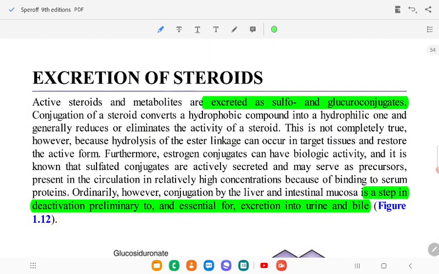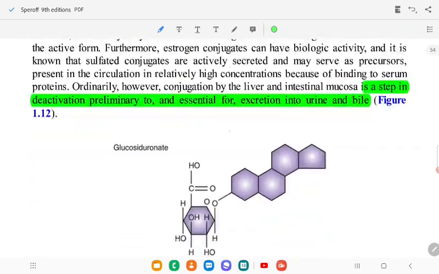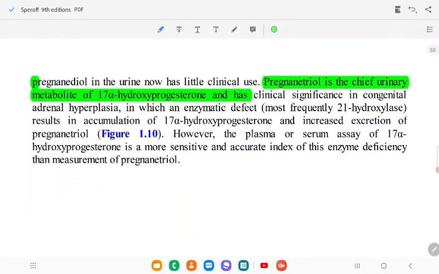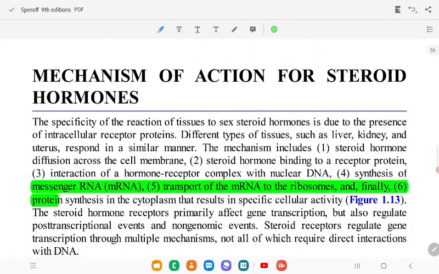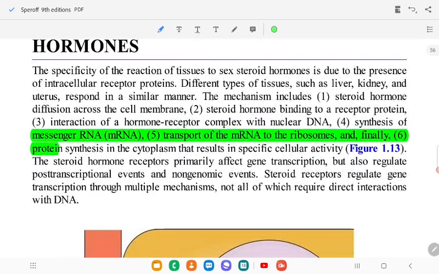Excessive excretion of testosterone, like sulfide and glucuronide conjugations, pregnenolone, mechanism of actions of steroid hormones.